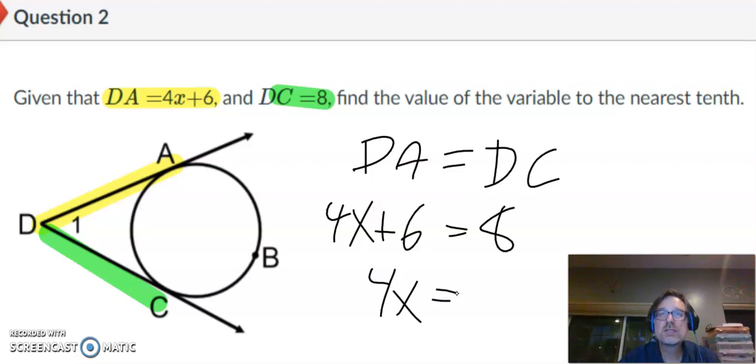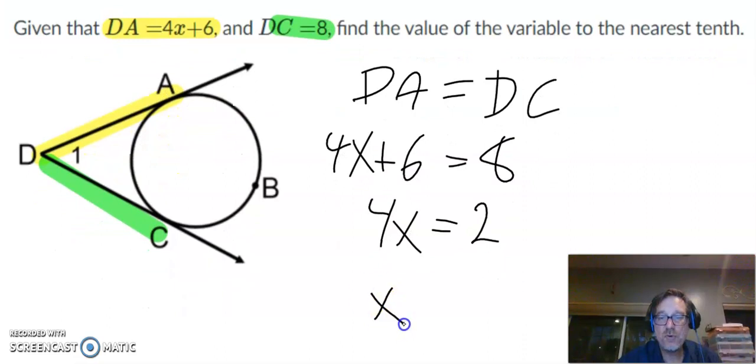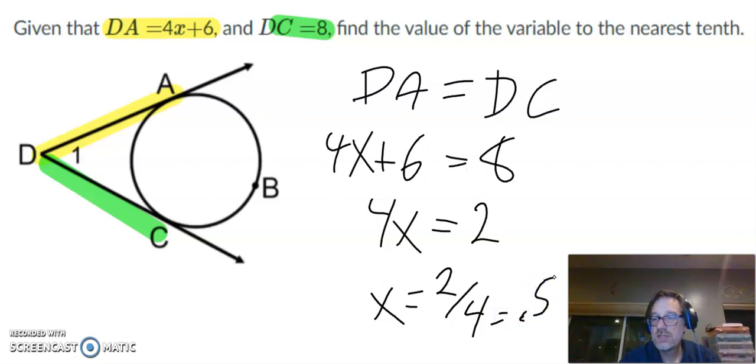So 4x equals 2. I don't know why I wrote 4. I just had a huge brain fart. 4x equals 2. Divide both sides by 4. x equals 2 over 4. And when I plug that into Desmos, I get 0.5. So that's what you should have gotten for number 2. You should have gotten 0.5.